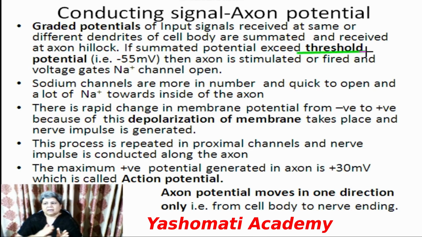Now when this stimulus happens, something different happens in the nerve cells. At threshold potential, the sodium channels open up, and because of that there is a lot of influx of sodium ions towards the inner side. That means as the potential difference increases to minus 55 millivolt, the sodium channels open and a lot of sodium ions are taken in. Remember, sodium ions are positively charged.